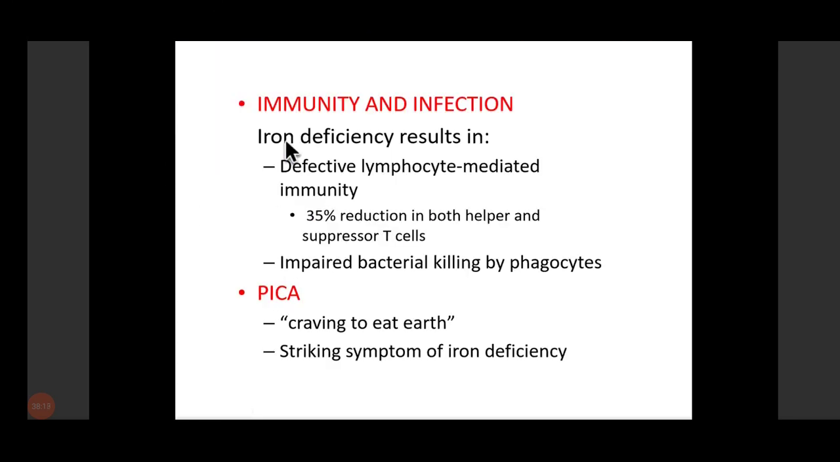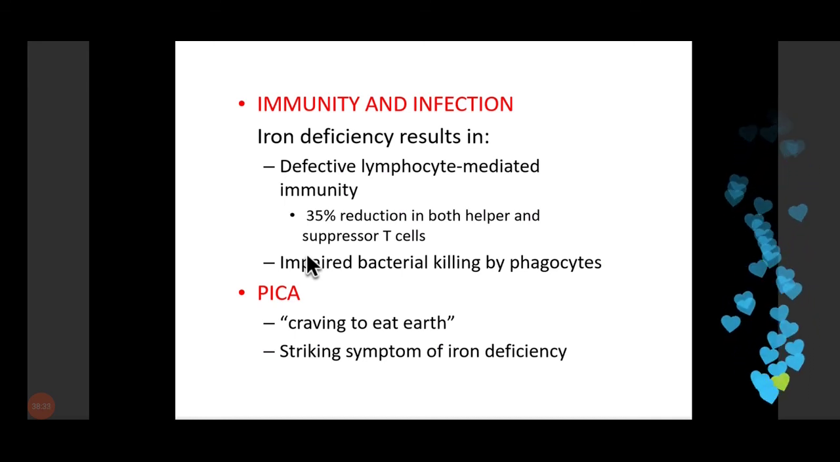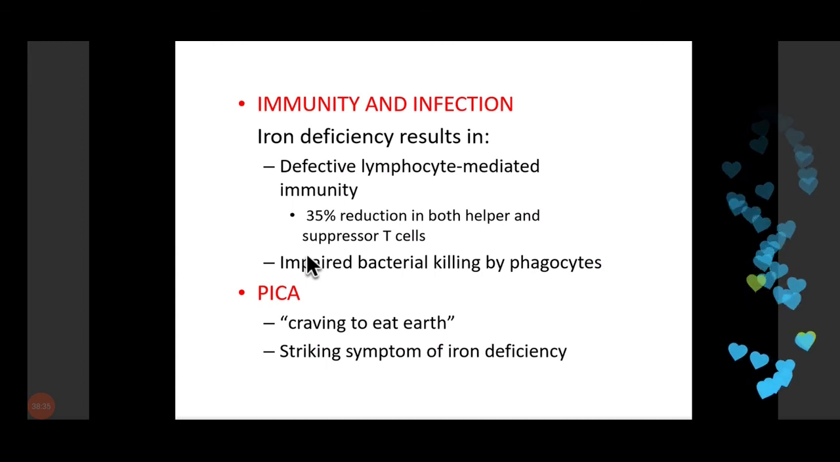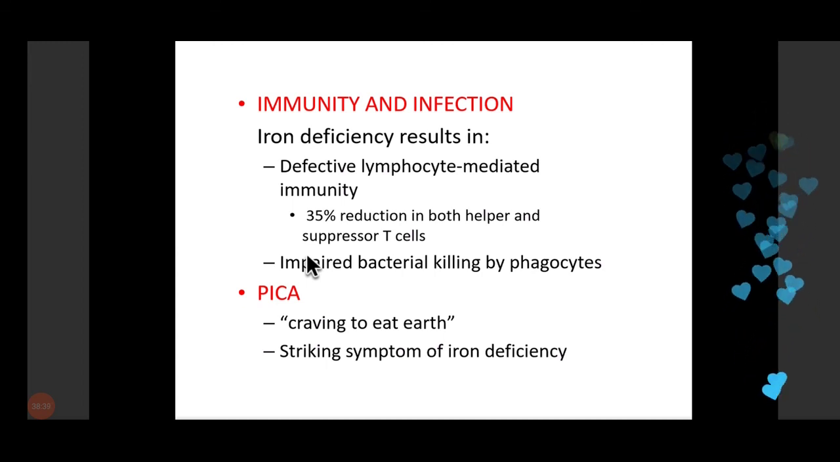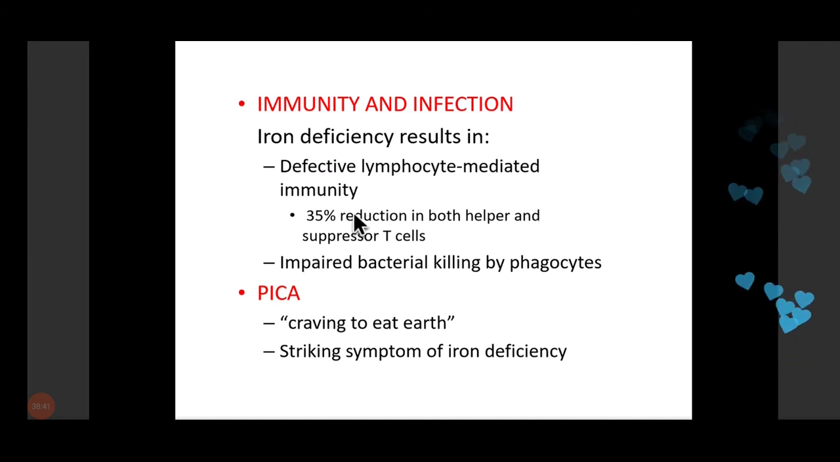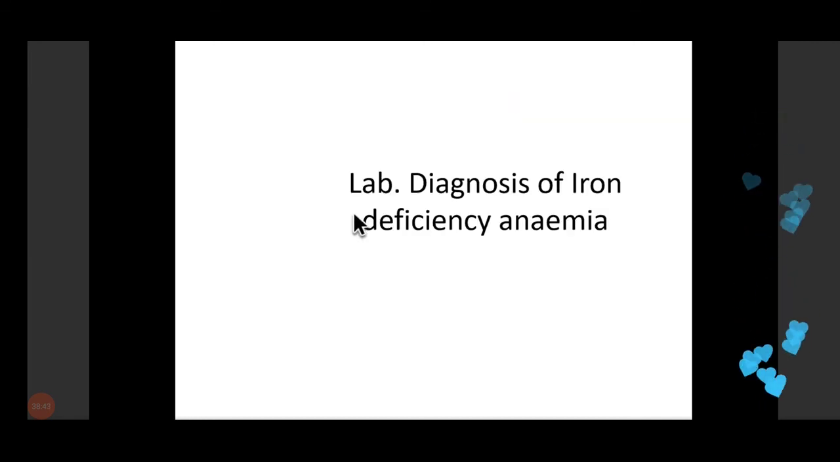Okay. So immunity and infection, what happens in iron deficiency anemia? There is defective lymphocyte-mediated immunity, 35% reduction in both helper and suppressor T cells. So there is impaired bacterial killing by phagocytes. Pica is the term used for craving to eat earth, and it is a striking symptom of iron deficiency anemia.